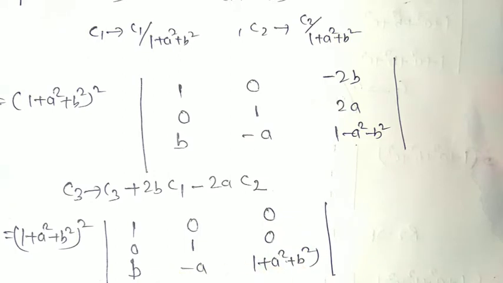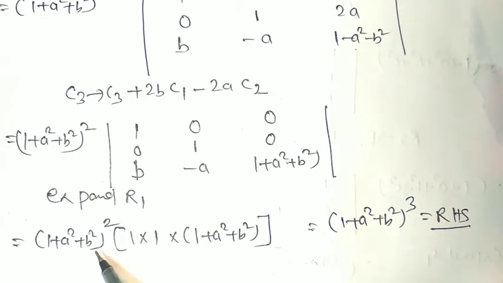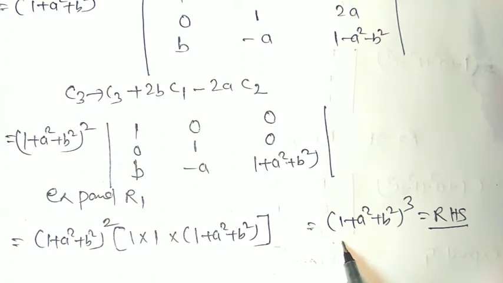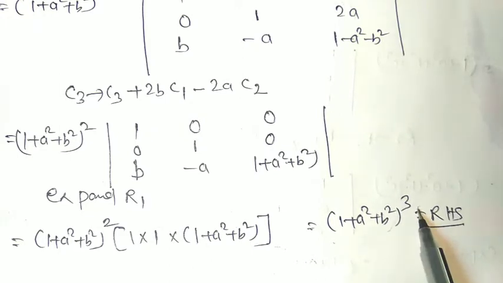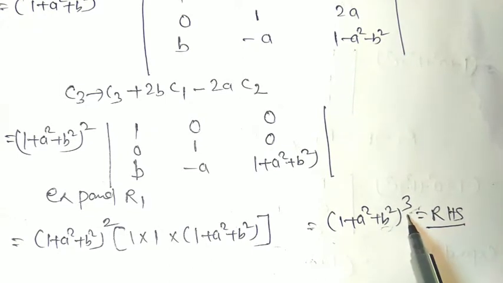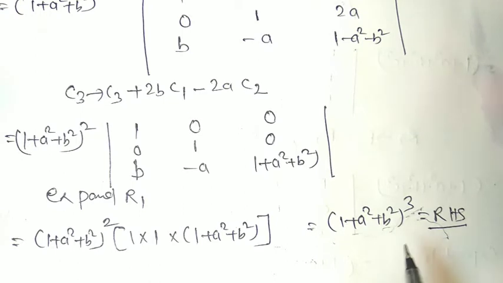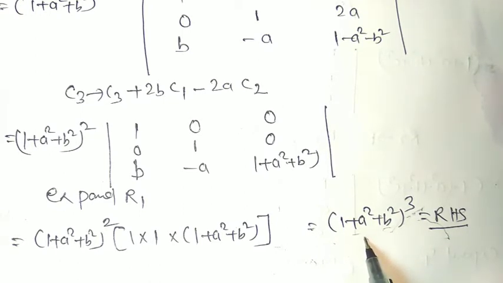So we can multiply it, or you can expand in terms of R1. On expanding in terms of R1, you will get 1 plus a square plus b square whole square into 1 into 1 plus a square plus b square, which will make (1 plus a square plus b square) whole cube, which is equal to RHS, our right hand side.